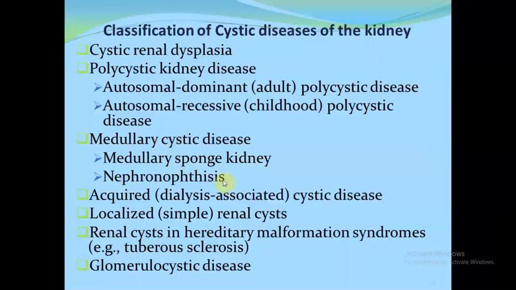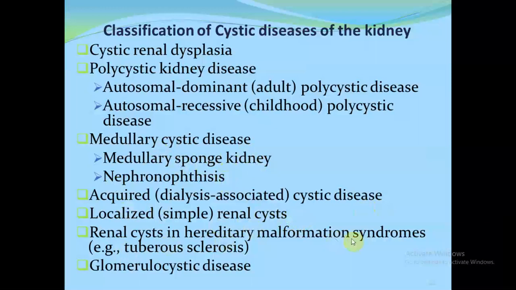Nephrolithiasis, again here there will be inflammation associated with fibrosis and scarring of renal tissue, and this will be associated clinically with impaired renal function, so it will lead to renal failure. Patient presented with polyuria. Acquired dialysis associated cystic disease, localized simple renal cyst. This is one of the types of renal cyst that can be discovered incidentally during ultrasound.